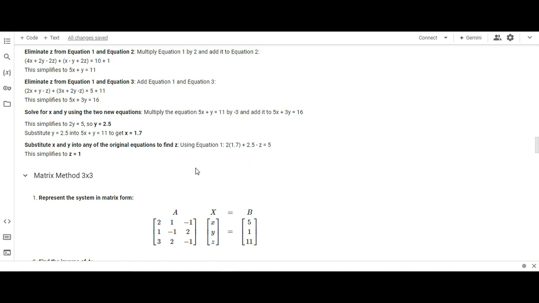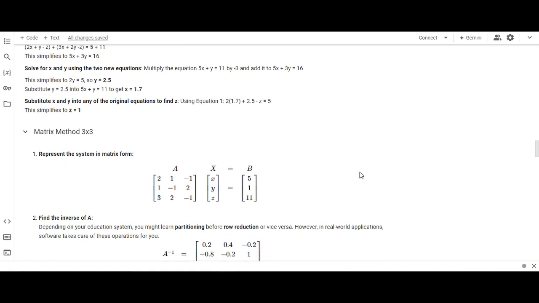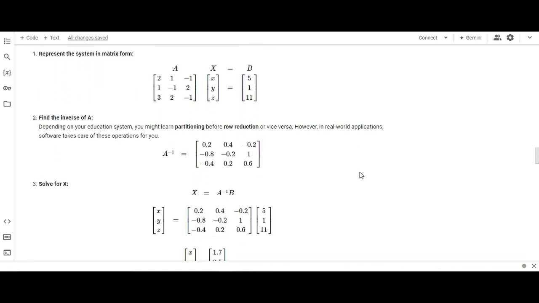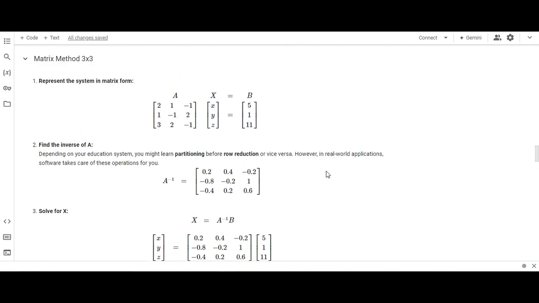So again, we try to solve this simultaneous equation using the matrix method also, but this round 3 by 3. How to solve 3 by 3? How to find the inverse of A of a 3 by 3 matrix? You might learn partitioning or you might learn the row reduction method, but it doesn't matter because in the real world we are not going to have only 3 by 3 matrices. We are going to have n by n or m by n.